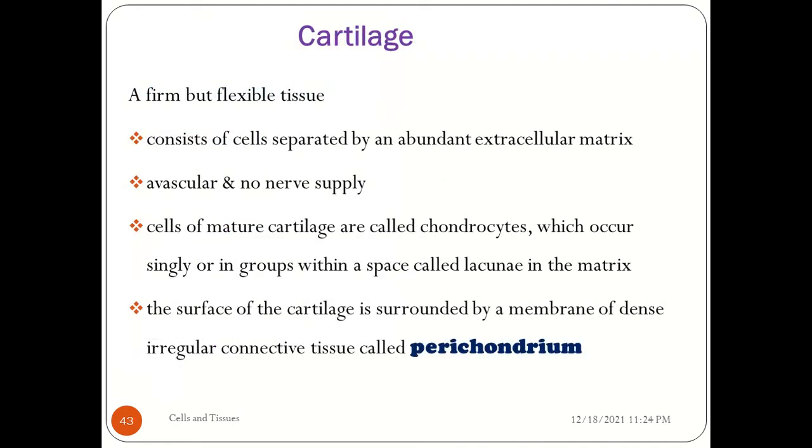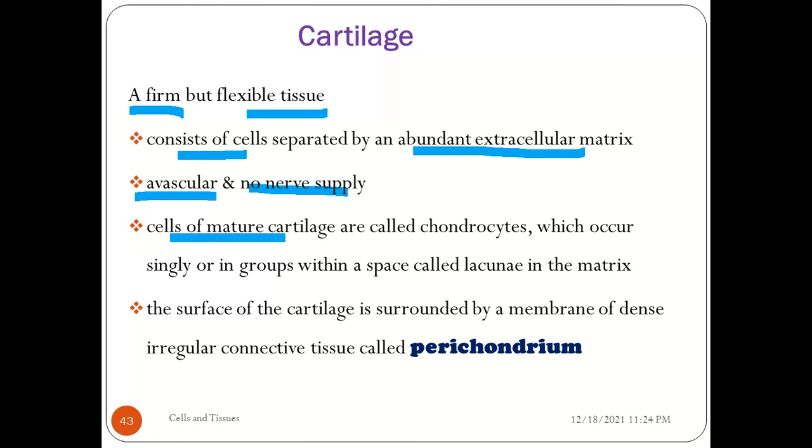The other is cartilage. Cartilage is a firm but flexible tissue, consisting of cells separated by abundant extracellular matrix, with no nerve supply, and it is avascular. There is no blood supply. Cells of mature cartilage are called chondrocytes, which occur singly or in groups within spaces called lacunae in the matrix.